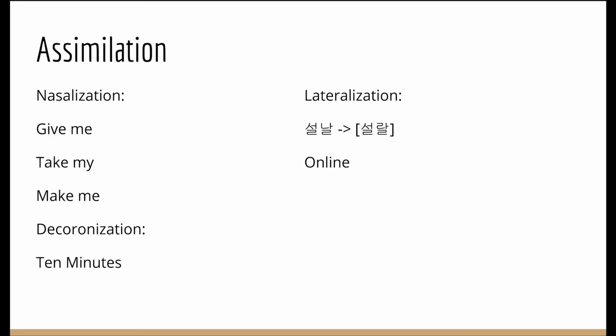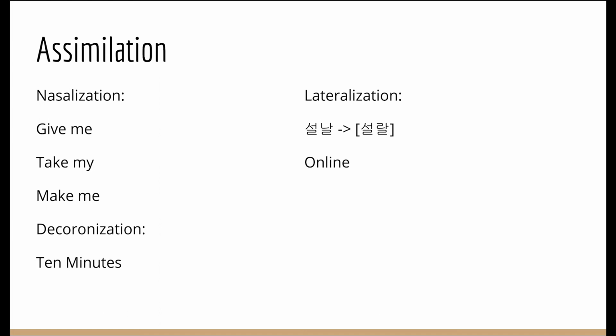So another rule of phonology would be assimilation, and these can affect how native Korean speakers pronounce English words as well. An example would be nasalization. So give me can turn into gimme, take my can turn into tang my, and make me can turn into make me. Decolonization, for example, would be 10 minutes turns into 10 minutes. And I know it's very subtle, but these subtle differences are actually why native English speakers can tell that someone is not a native English speaker.